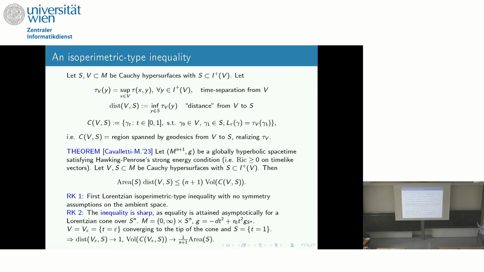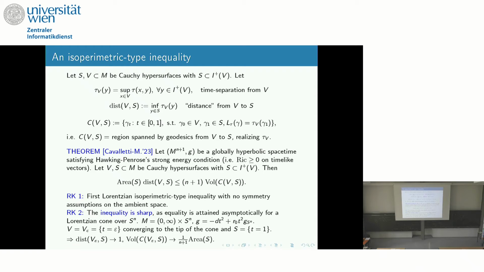Okay? And you can check that they are both Cauchy hypersurfaces for this Lorentzian cone. And then, just in this computation, the distance tends to 1, and the volume tends to 1 over n plus 1 times the area. So you cannot put a better constant, because otherwise you would violate it by taking epsilon small. Okay? And actually, I'm doing this because I want a smooth space, but actually, we prove the result in a non-smooth setting, and then you would allow really the cone. So the cone really achieves the equality.